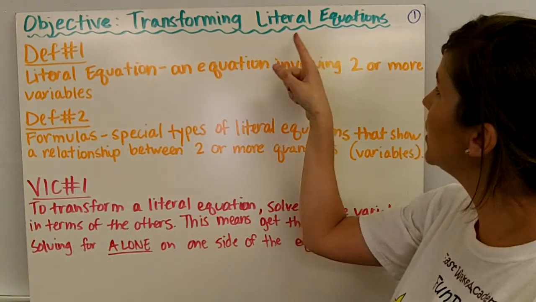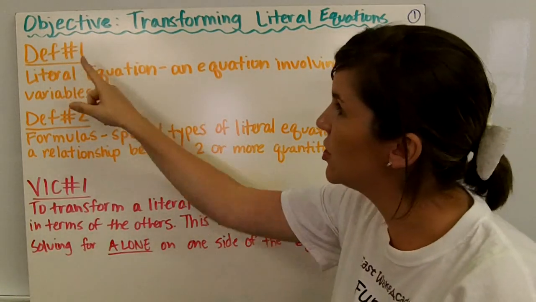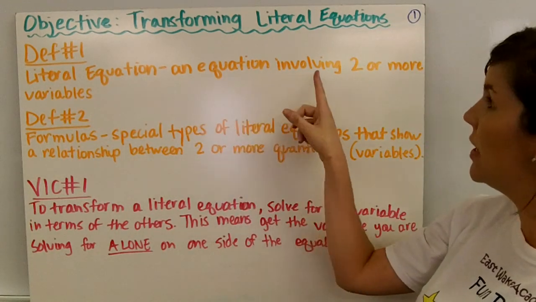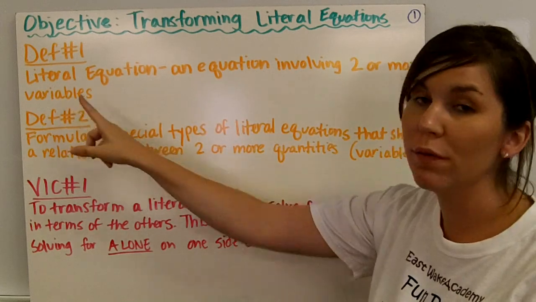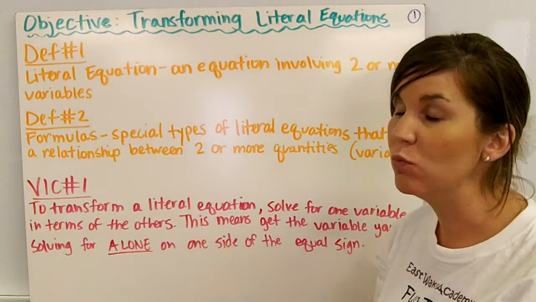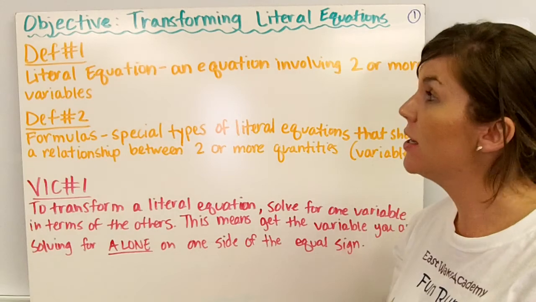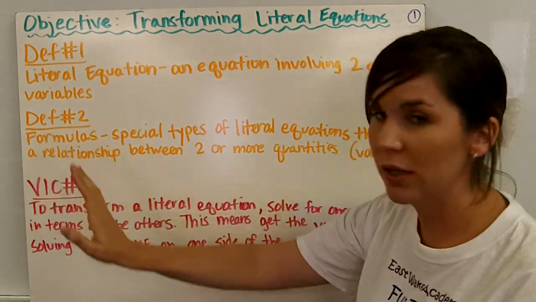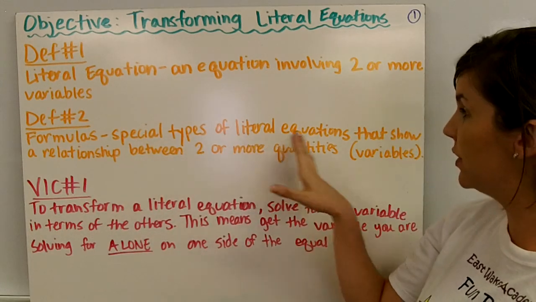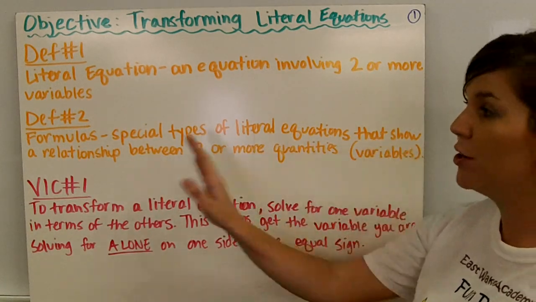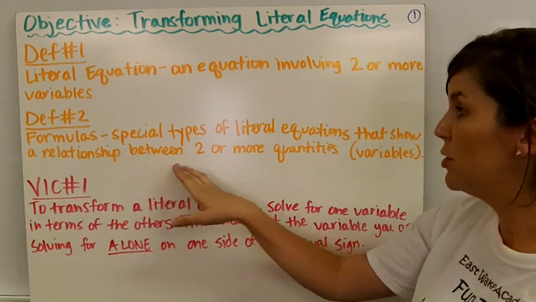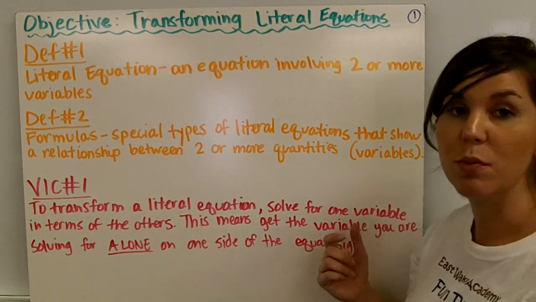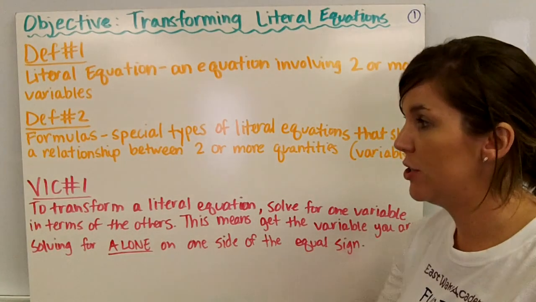Objective: transforming literal equations. Definition number 1. A literal equation is an equation involving two or more variables. So there could be x and y, a, b, and c, two or more variables. Definition number 2. Formulas are special types of literal equations that show a relationship between two or more quantities. And these quantities could be variables. Remember, the variables are the letters in our equations.